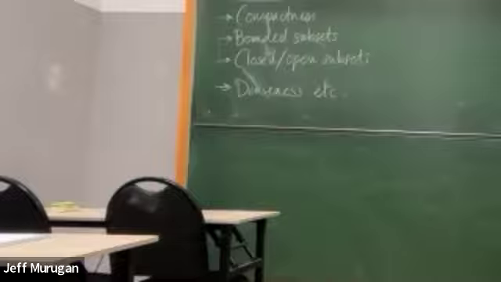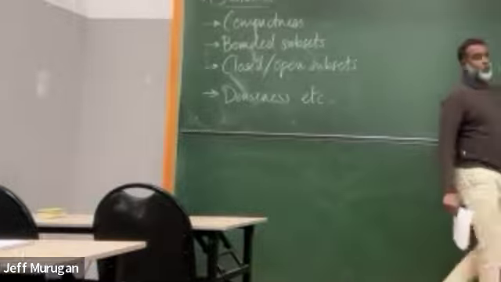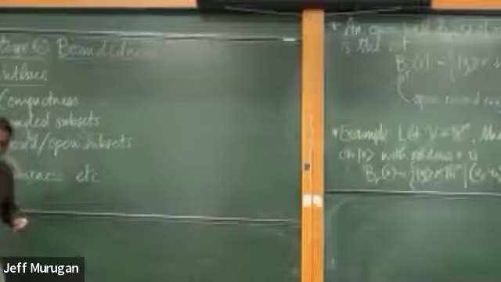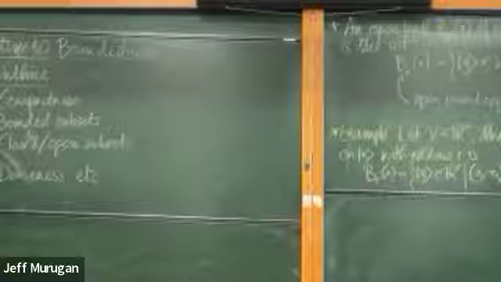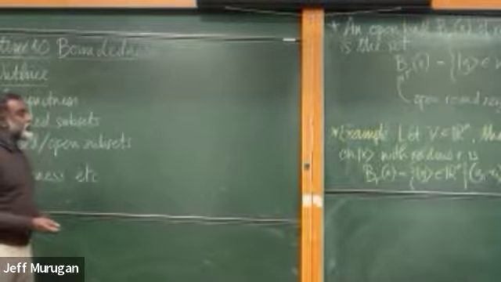And so, for example, in this example, let's just say n equals 2, all points inside a circle of radius r form an open ball in R squared. Okay.